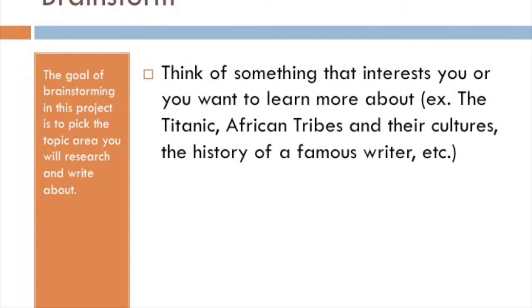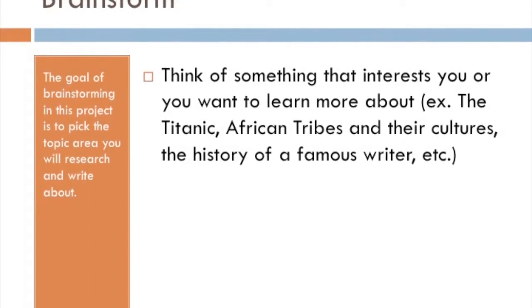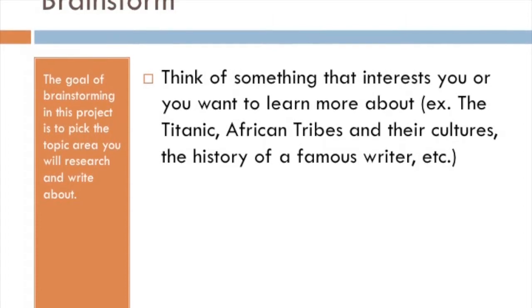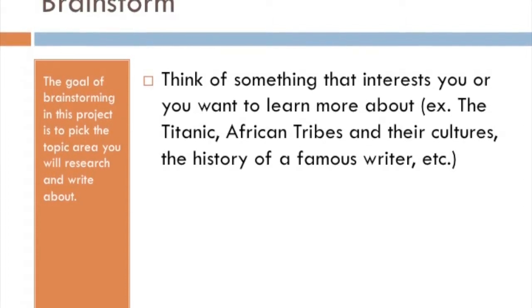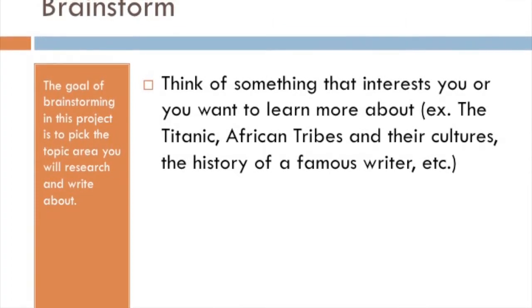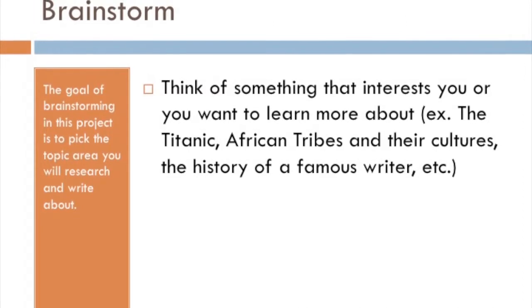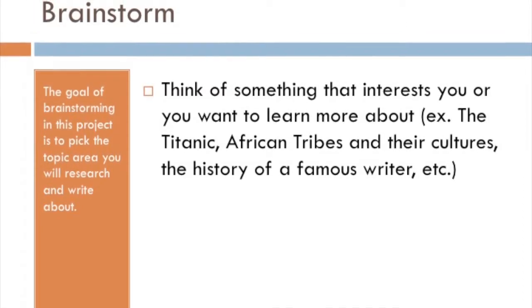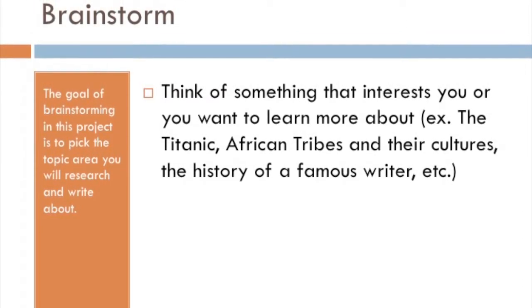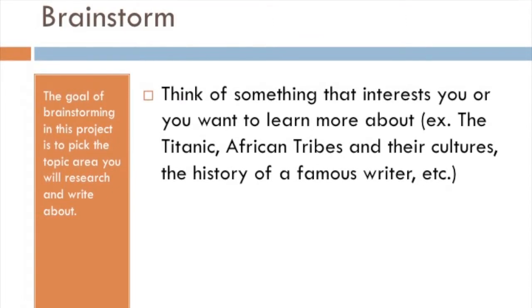So the first step in this writing process is brainstorming. The goal of this brainstorming is to think of a topic that you want to write your paper on and that you want to research. So a good place to start is thinking of something that interests you or you want to learn more about. Examples are the sinking of the Titanic, African tribes and their cultures, and the history of a famous writer. Really anything that you're curious about or want to learn about.